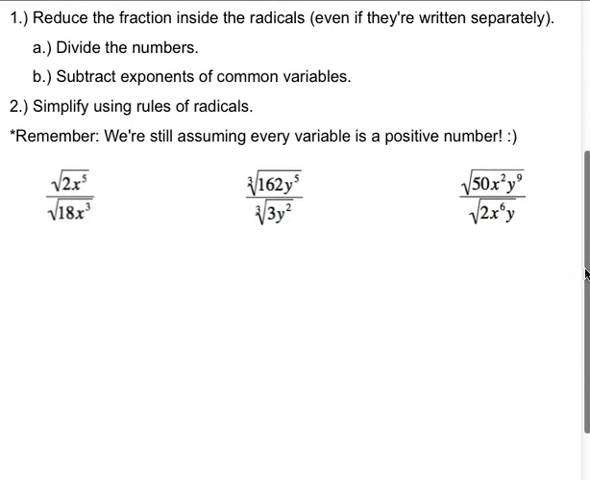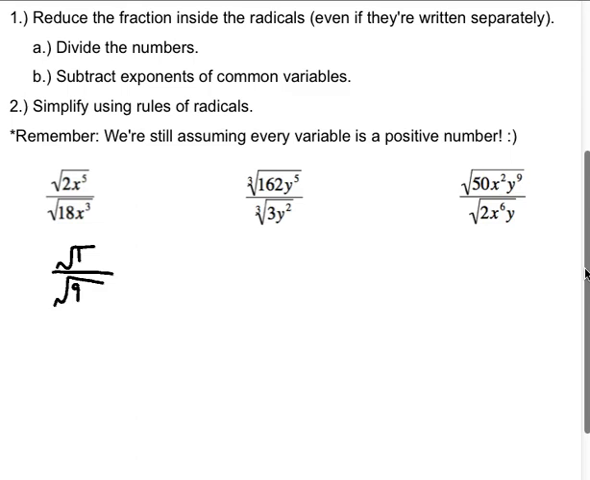Now, the first step that I would always take, you want to make your life easier. So if the fraction itself reduces, even if the radicals are written separately, if both things are inside of a radical, you can just reduce them like a normal fraction. So what I mean by that is, here, 2 divided by 18. Well, 2 divided by 18 is the same thing as 1 over 9. All right? So you want to reduce that. Write it just like that.